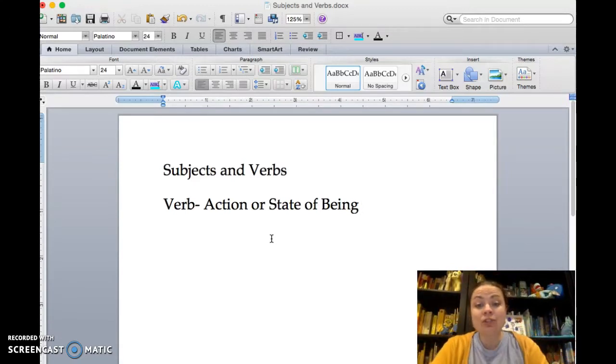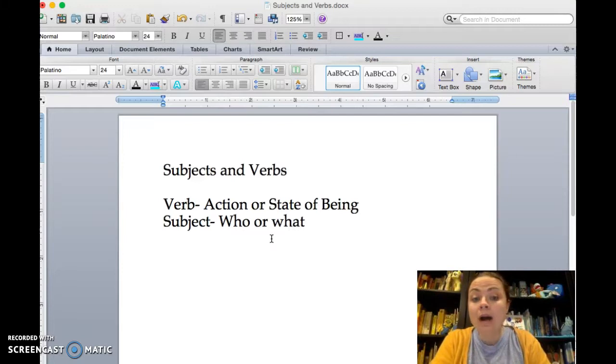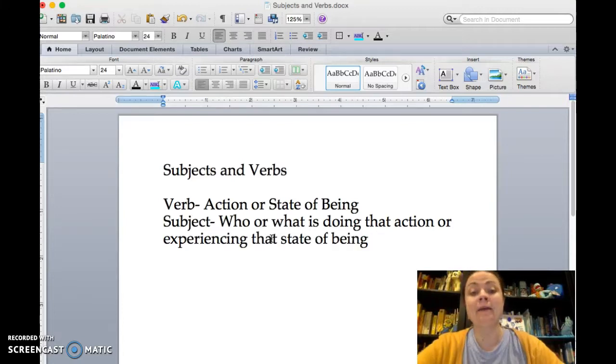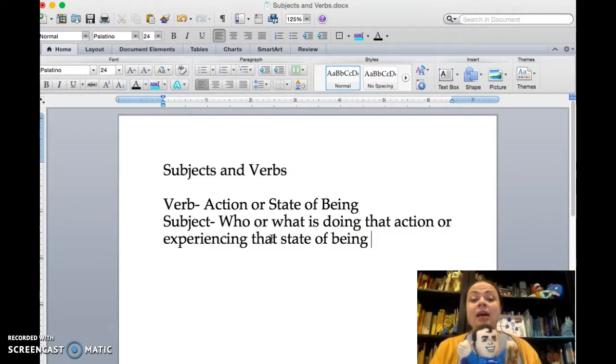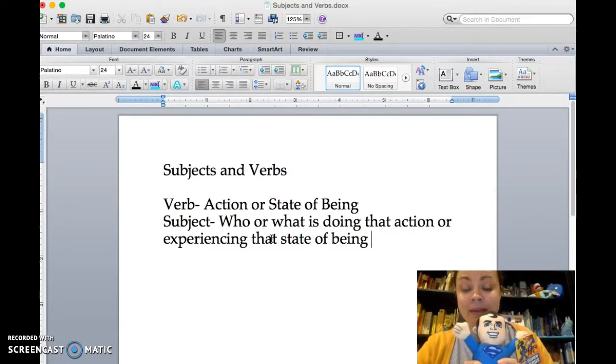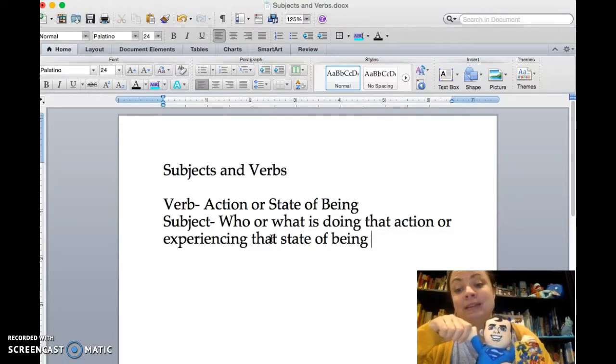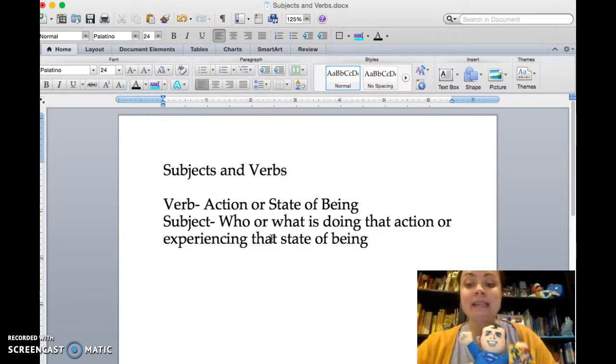All right, so a subject is who or what is doing that action or experiencing that state of being. In our sentence, Superman is happy, Superman would be the subject, and is would be the verb. Is would be the state of being. I'm going to give you some samples, and we're going to try to identify the subjects and the verbs together. In the background, you hear my neighbor who is watching a football game. He and his buddies are cheering.